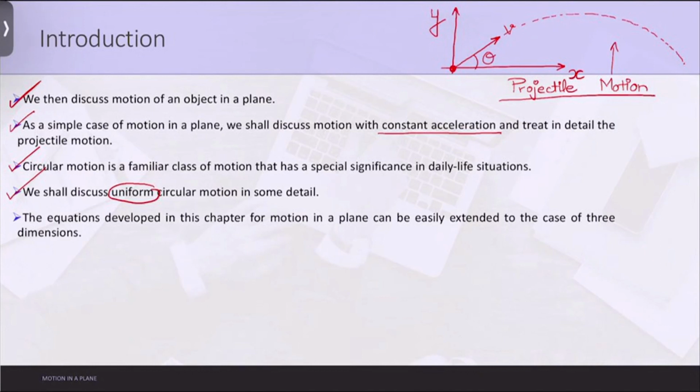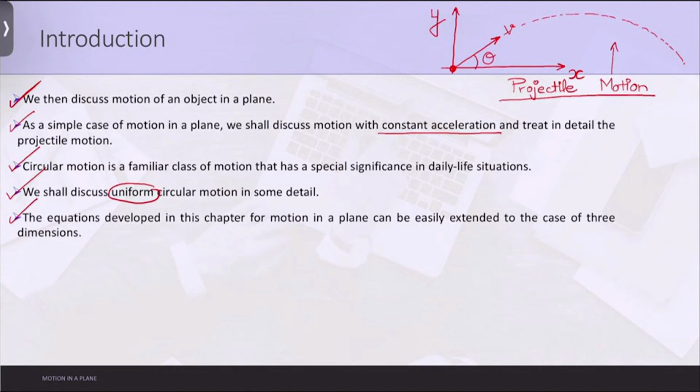Next, the equations developed in this chapter for motion in a plane can be easily extended to the case of 3 dimensions. In majority of the chapters, when we devise equations for, let's say, 2 axes or in vector addition or vector multiplication, we will see how we can broaden our aspect to take 3 dimensions into consideration. We may not be solving 3 dimensional cases in this chapter because it is the basics of vectors, but we may understand how we can extend it and directly use it in further chapters or higher classes.